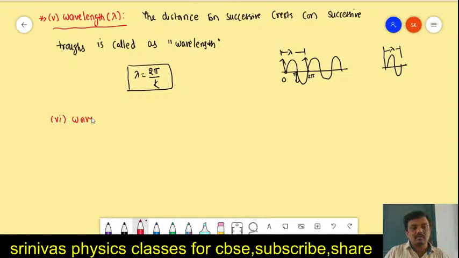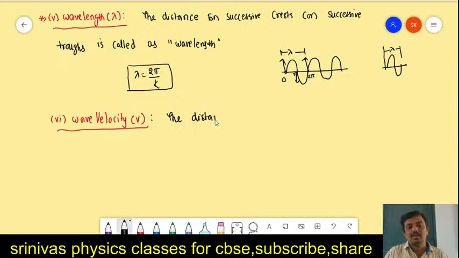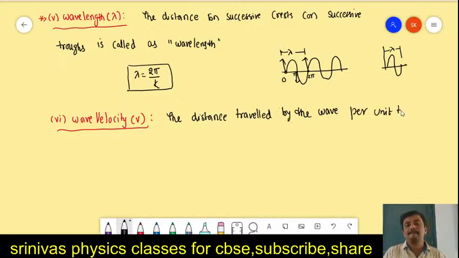wave velocity. What is wave velocity? Wave velocity is v. There is a formula for the wave velocity. Wave velocity means the distance traveled per unit time. Is it right? The distance by time. Distance traveled by the wave per unit time is called as wave velocity.